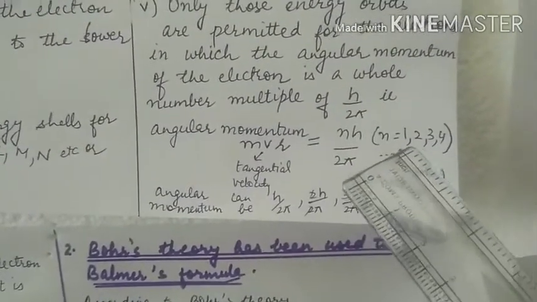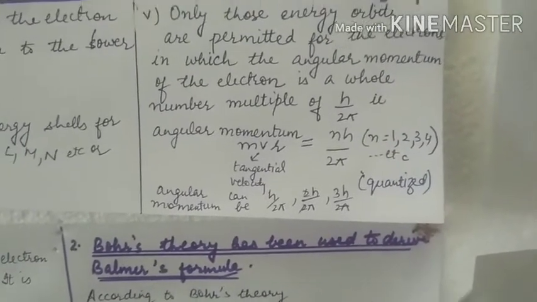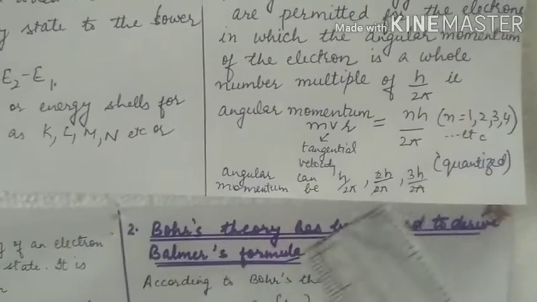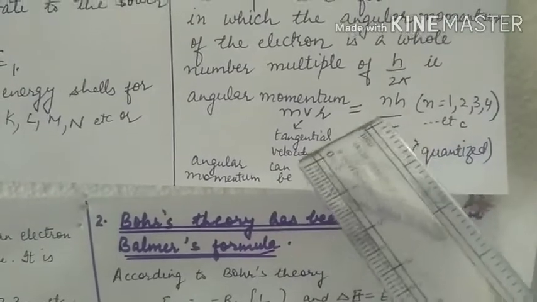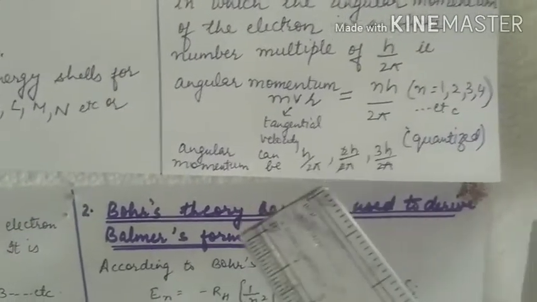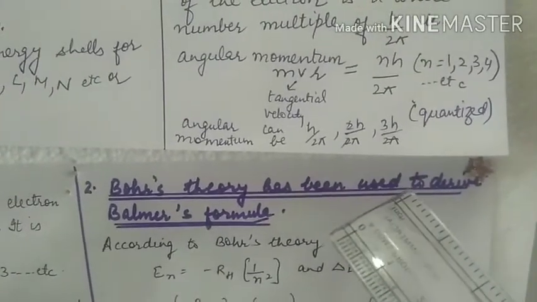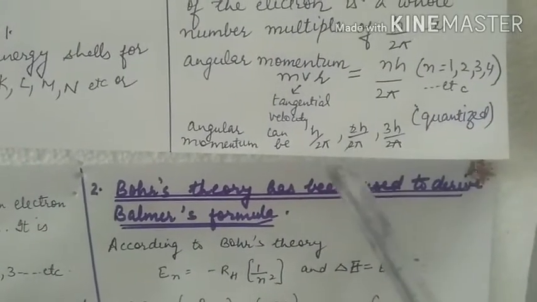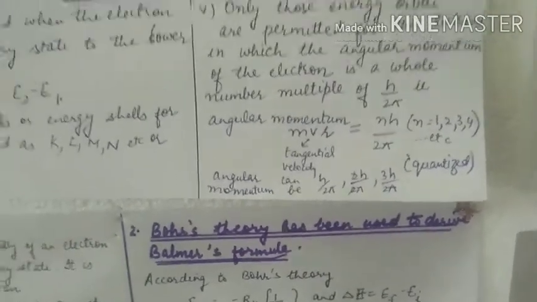n is an integer, its value can vary from 1 upwards, and h is Planck's constant. Angular momentum on this basis, if n is 1, is h by 2 pi. If n is 2, then 2h by 2 pi. And if n is 3, then 3h by 2 pi. There is no value in between these values. So the angular momentum of an electron is quantized.